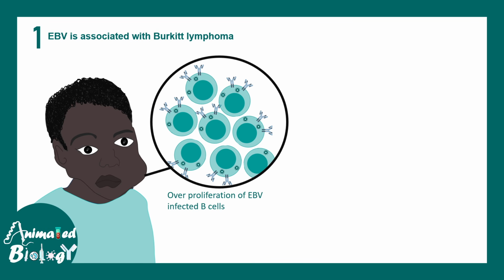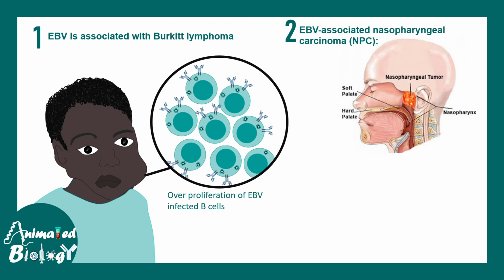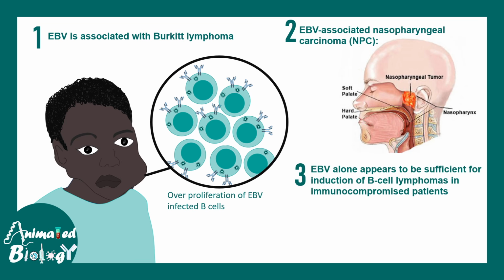EBV was associated with Burkitt's lymphoma. I have a different video about Burkitt's lymphoma talking about the symptoms and the pathology in detail. But Burkitt lymphoma is associated with overproliferation driven by EBV. Many of the EBV proteins lead to an uncontrolled cell cycle in these B cells, leading to massive malignant proliferation. Alongside that, EBV is associated with nasopharyngeal carcinoma. These nasopharyngeal cells also proliferate abnormally. EBV alone appears to be sufficient for many B-cell lymphomas.